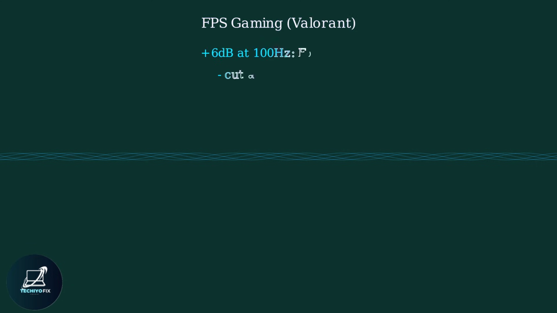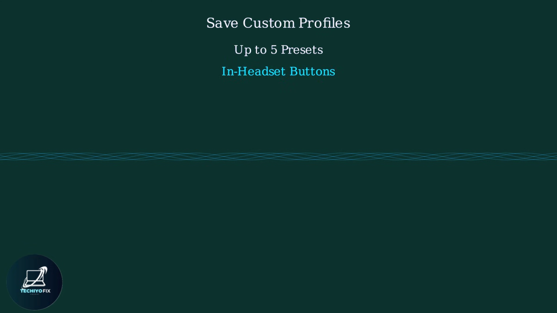For FPS games like Valorant, try boosting lows by plus 6 dB at 100 Hz for enhanced footstep detection, cutting mids at 1 kHz to sharpen voices, and slightly boosting treble at 10 kHz for crisp gunshots. Save your custom profiles and use the in-headset buttons to switch between up to 5 presets on the fly.